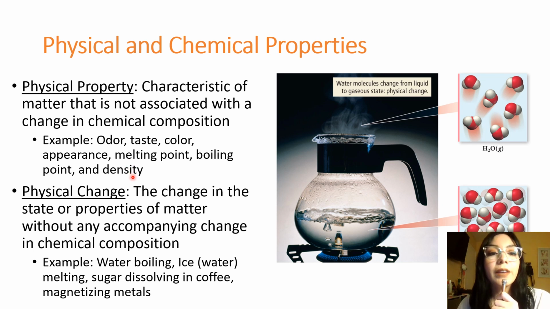Now, whenever you have a physical change, that means that none of the chemical composition will be affected. So a good example is whenever you boil water. So here you have a pot and you're heating it up. As you're heating it up, the fire is making the water molecules move faster, and eventually they move so fast and they get so hot that they come out of being a liquid and they turn into a vapor.